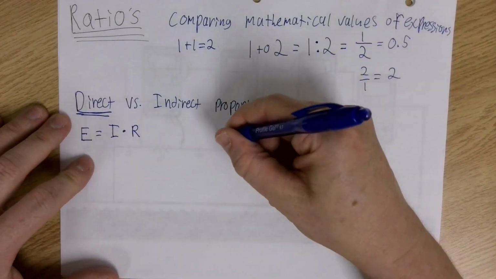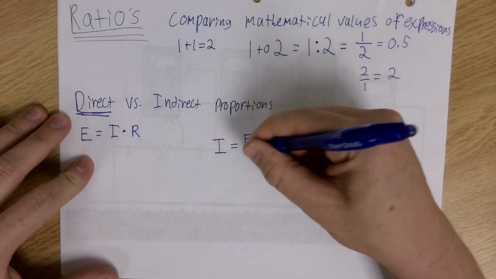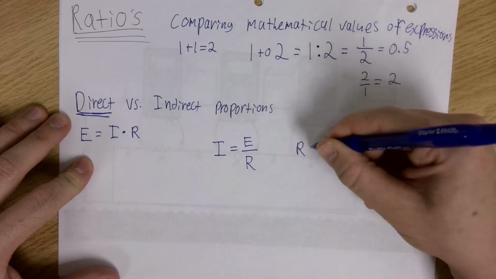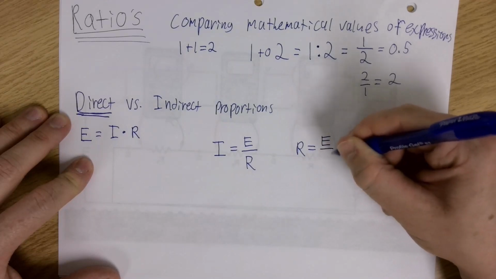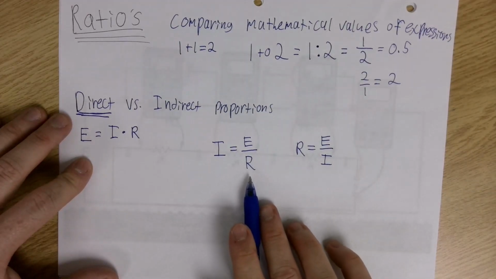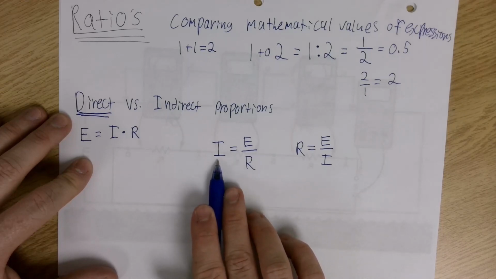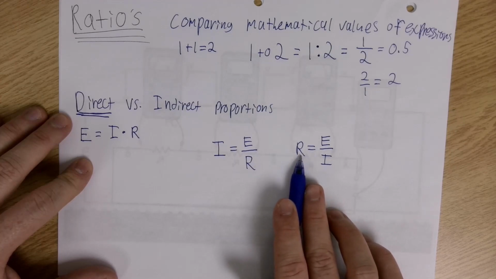Indirect, if we want to keep using our fabulous Ohm's law formula, I'm going to write the other 2 ways that we learned how to transpose Ohm's law. Right. If R increases, then I will decrease. Okay, and vice versa. If I increases here, then R will decrease.